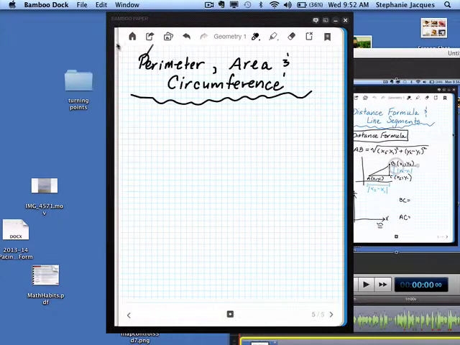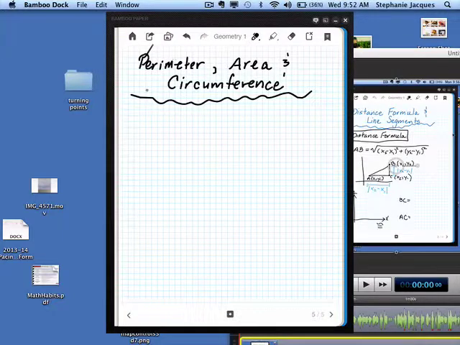Okay, today we're going to learn about perimeter, area, and circumference. This should be a review, but I do want to go over the notes quickly. It will be very short. So please, in your composition books on the right-hand side, go ahead and write perimeter, area, and circumference.